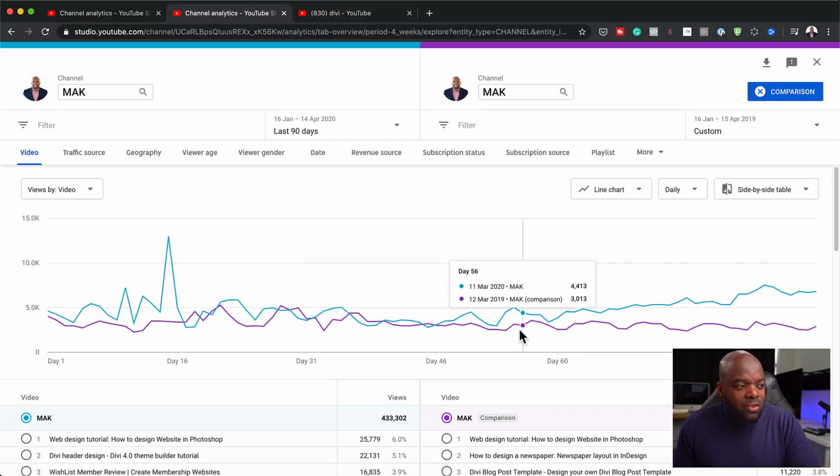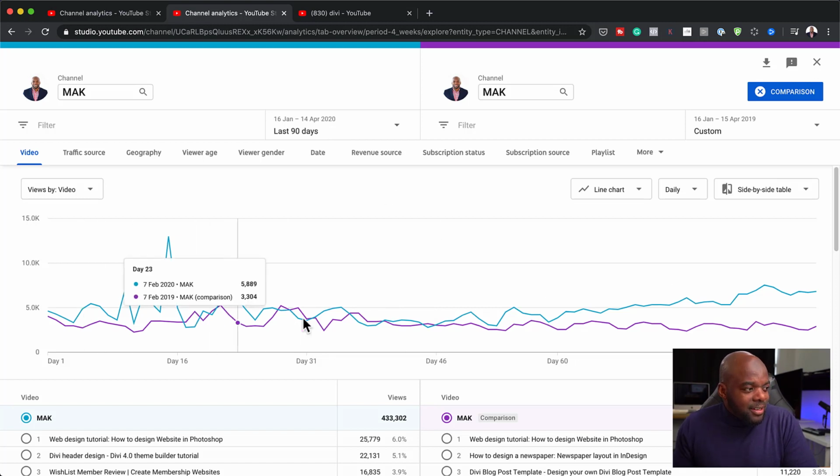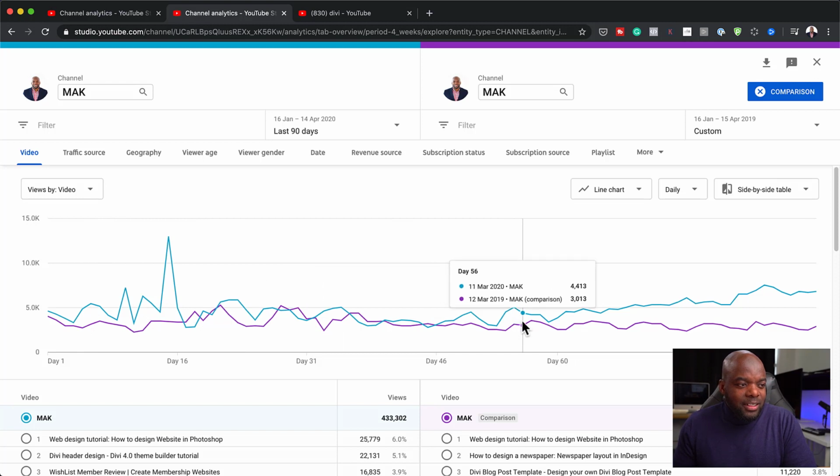Right. So when you take a look at this graph, this is the past 90 days. So this is comparing last year, that's 16 January 2019 to April 15th, and we're comparing the same time in 2020. So over here, you're going to notice that things were pretty much flat. Right? Everything was flat.